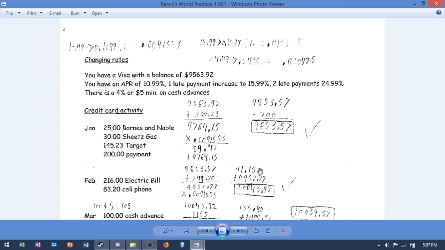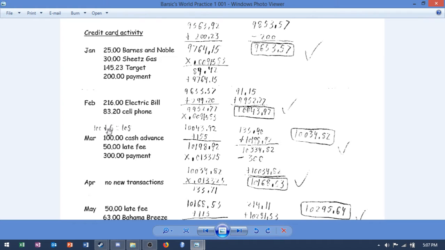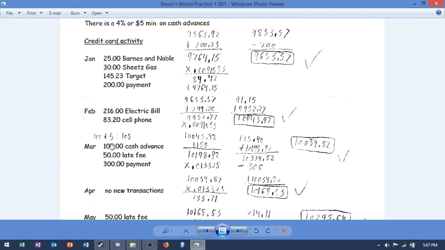And we also learned another thing, which is the 4% or $5 minimum on cash advances. So whenever you see cash advance, basically what you do is you take the cash advance times 4 divided by 100, which is the percent, obviously. So it'd be 100 times 0.04, and you would get that number. And if that number is below 5, so $5 is your minimum, which in this case with the 100 would be 4, you go to 5.